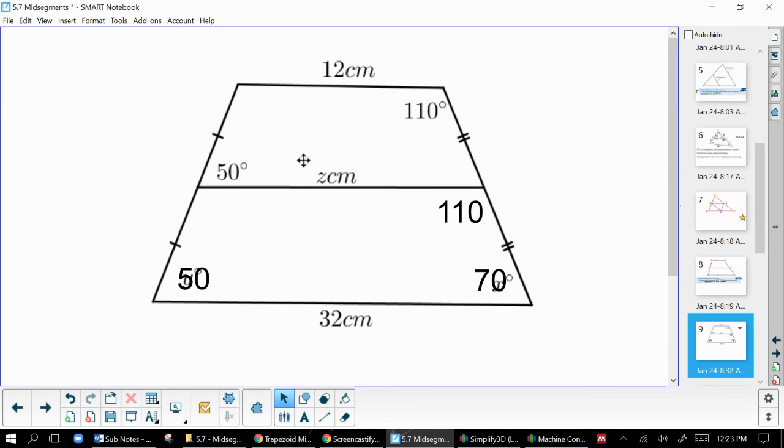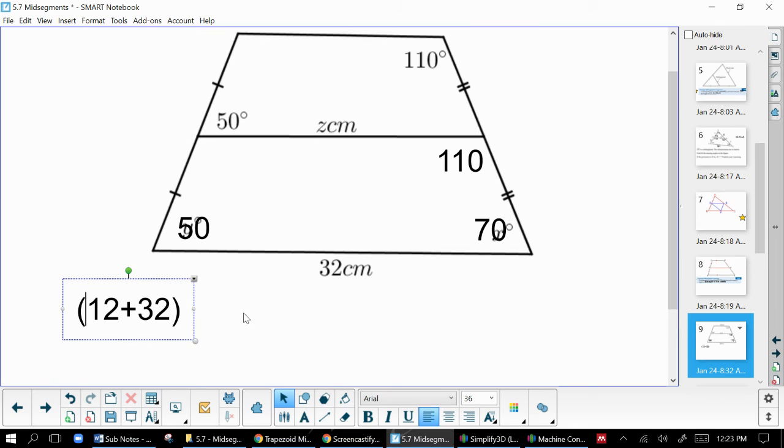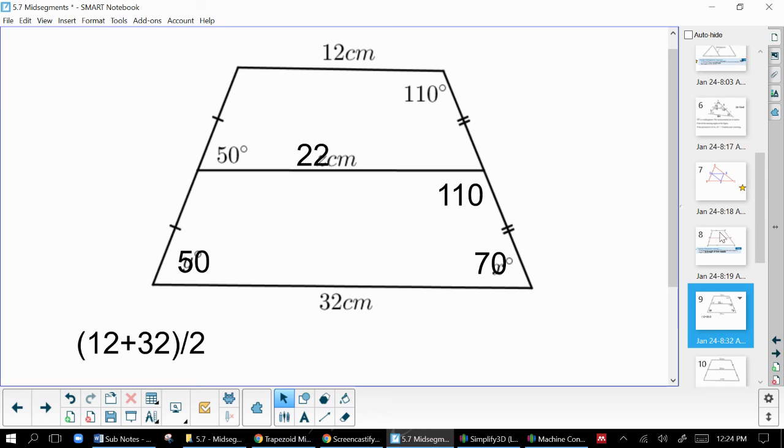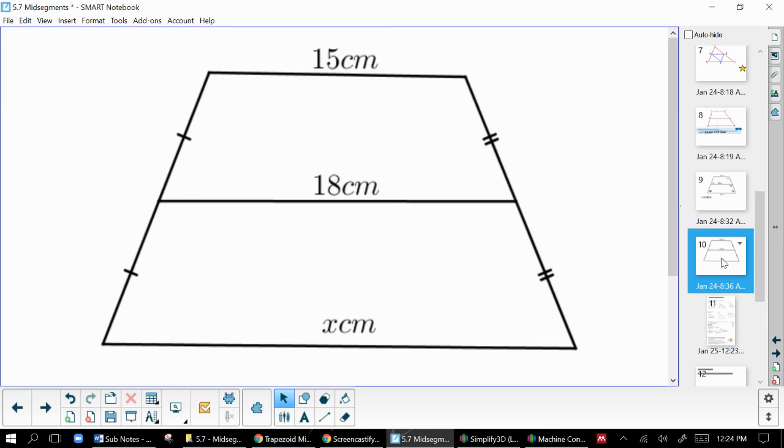Now to find the length of the mid-segment here, this is where I'm going to take my average. And averages, remember, are just found by adding up the 2 sides and taking that number and dividing it by 2. And so here, 12 plus 32 is 44. Divided by 2, we get 22 for z. Now, there's one last question I want to go over here before I show you the practice I want you to do. That's something like this. So here I know the mid-segment and one of the sides, but I don't know the third side. So I want you to think about how you might be able to solve that one.